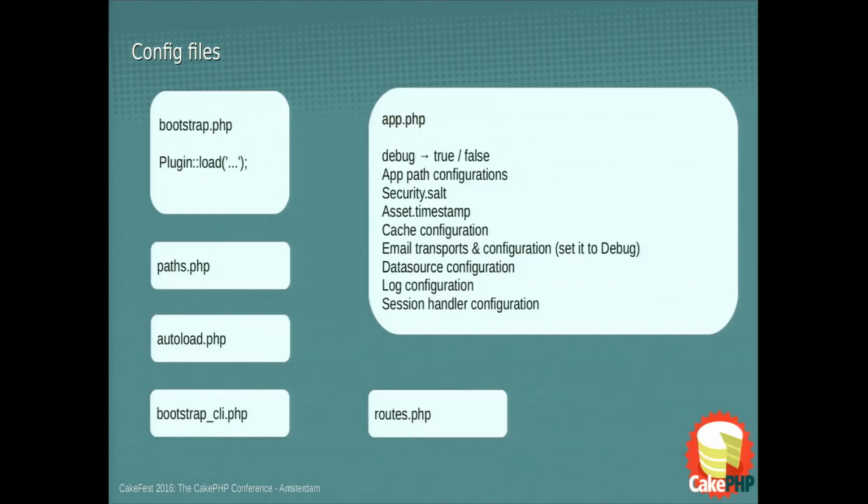Then you have the routes file where you configure all the routes that match a given URL with a set of params, like the controller, the action, extra params, etc. Let's go quickly over the app.php.